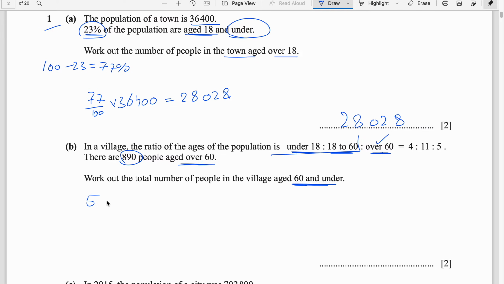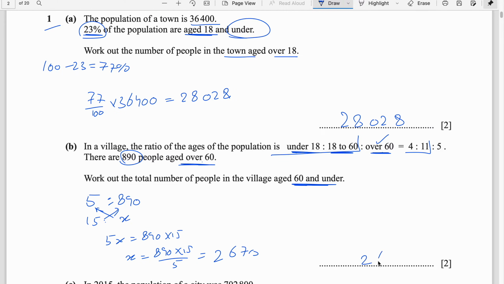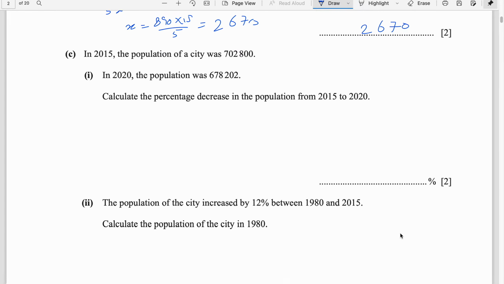So over 60 is given, and we are finding for 60 and under. So basically this 5 refers to 890 people, and the remaining is 11 plus 4, that is 15. They represent x people. We cross multiply. 5x is equal to 890 times 15. x is equal to 890 times 15 divided by 5, and we get 2,670 people who are 60 and under.